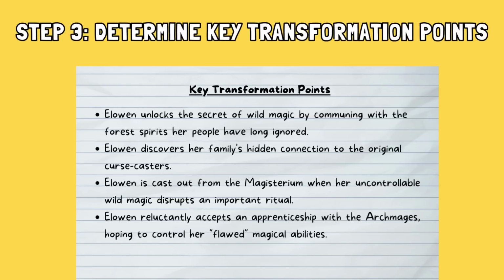Elowin unlocks the secret of wild magic by communing with the forest spirits her people have long ignored. Elowin discovers her family's hidden connection to the original curse casters. Elowin is cast out from the Magisterium when her uncontrollable wild magic disrupts an important ritual. Elowin reluctantly accepts an apprenticeship with the Archmages, hoping to control her flawed magical abilities.